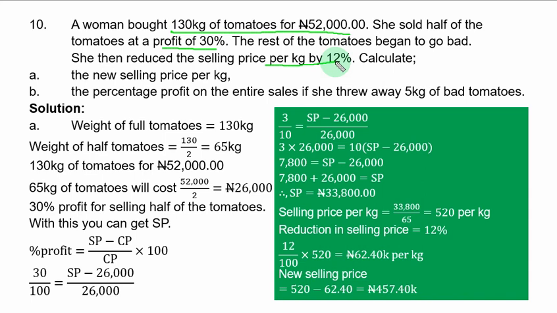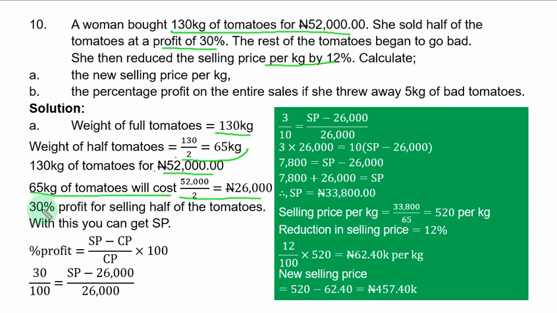So you get it with the information about the cost price of half of the tomatoes alongside the percentage profit. So weight of full tomatoes, 130 kilograms. Weight of half tomatoes, you divide the full weight by 2 and you have 65 kilograms. The cost is 52,000 naira. Then half of it, that is 65 kilograms, will cost the full cost divided by 2, and you have 26,000 naira.